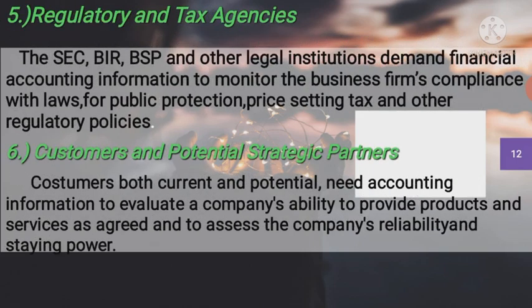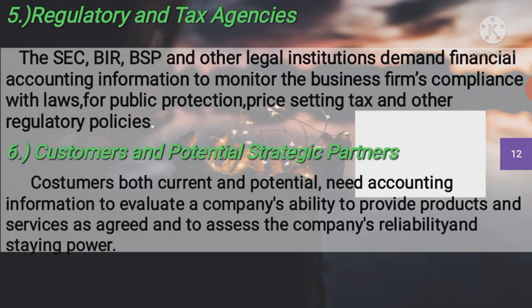Number 5, regulatory and tax agencies. The SEC, BIR, BSP, and other legal institutions demand financial accounting information to monitor the business firm's compliance with laws for public protection, price setting tasks, and other regulatory policies.